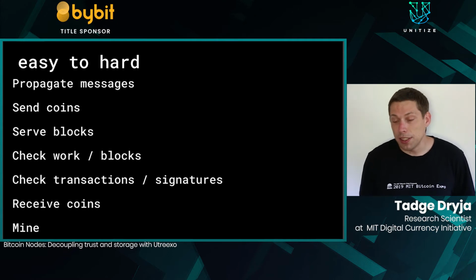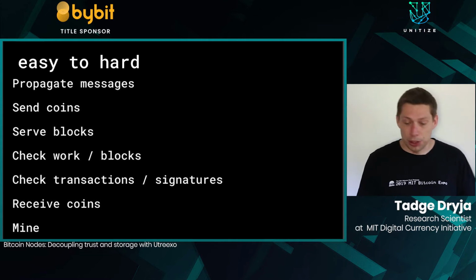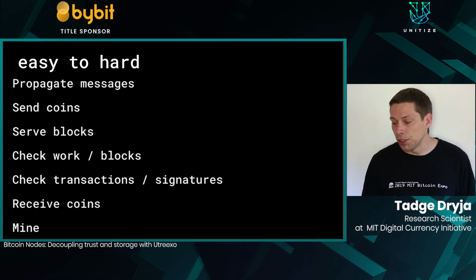And I sorted these from easiest to hardest. So propagating messages is really easy from a computer science point of view. You don't have to have much memory or storage. You don't need to know what a signature is. People just send you messages and you send them around to other people. In practice, it's more complex, but you don't need to actually validate.